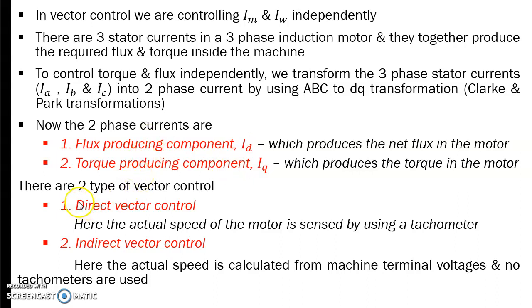There are two types of vector control. Direct vector control: here the actual speed of the motor is sensed by using a tachometer.